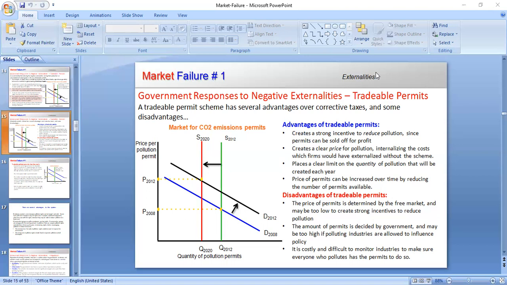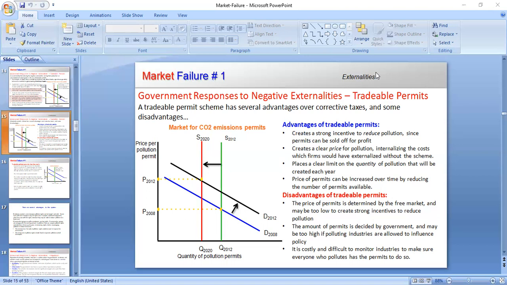Then these tradable permits create a clear limit on the quantity of pollution that will be created each year. Of course, if the government has a monopoly over the supply of these permits, it can reduce the supply of these permits by increasing the price of these permits or licenses, thereby making it costly for these polluting firms in terms of their cost of production, and therefore this will reduce their output and therefore the amount of pollution emitted in the environment. The pollution, we look at the greenhouse gas emissions like carbon dioxide, sulfur dioxide, methane, and so on.